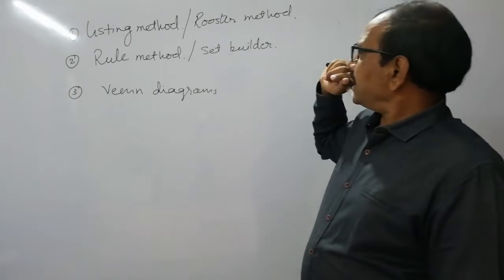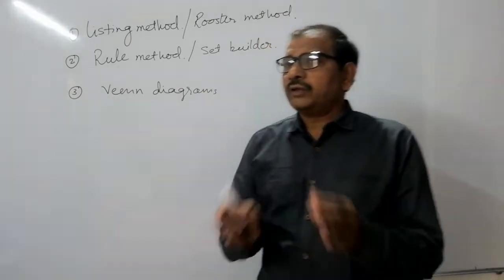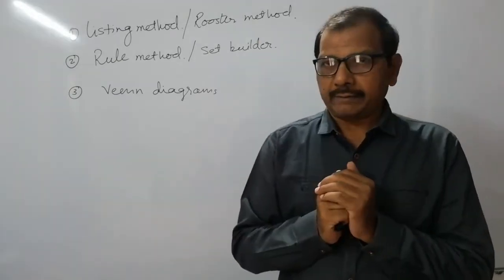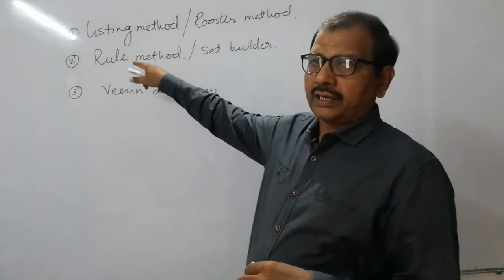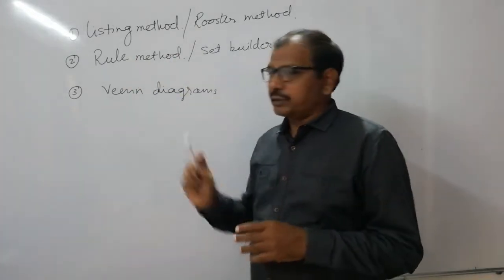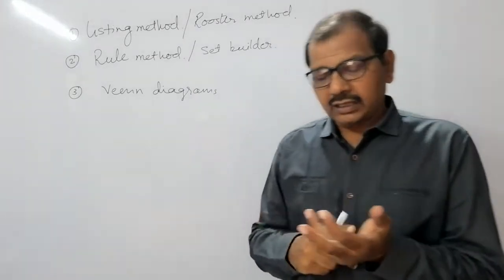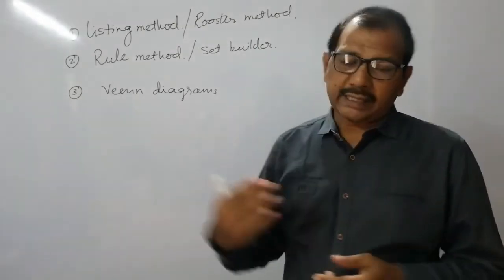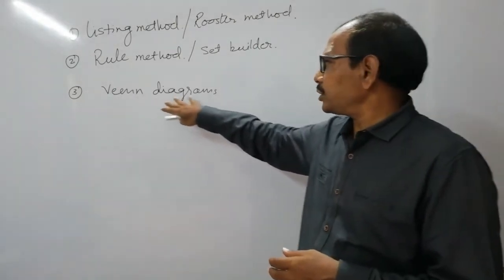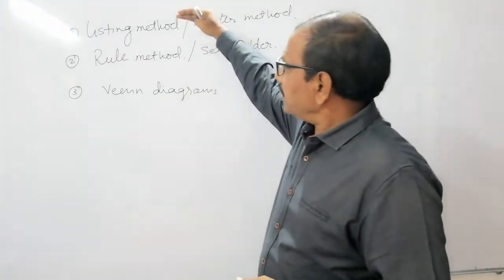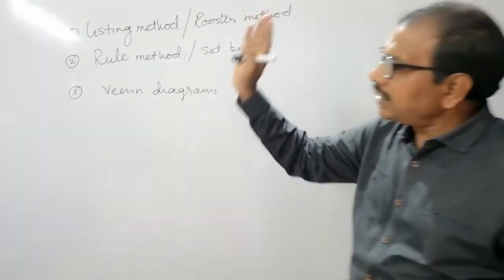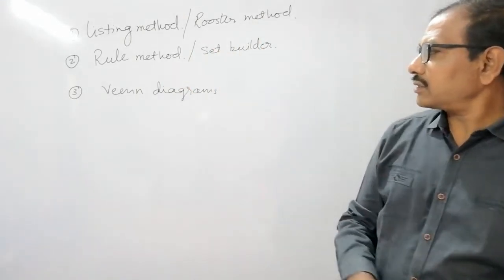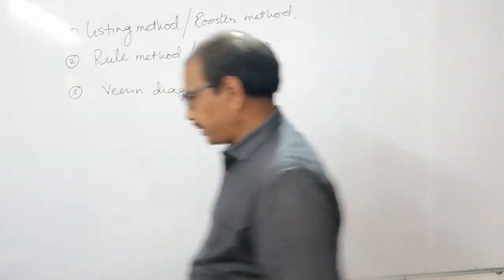Then in rule method or set builder form, here we don't list, but we write the rule which is being followed there, right? When I write it, you'll understand better. In Venn diagrams, either by using circles or triangles or rectangles, we express the sets. So this is a diagrammatic representation of sets. First of all, we'll just look into listing method. Then those same examples we'll write in rule method or set builder method, and those same examples we'll write in Venn diagrams, right?